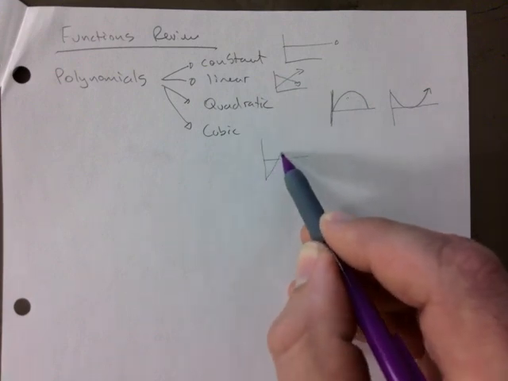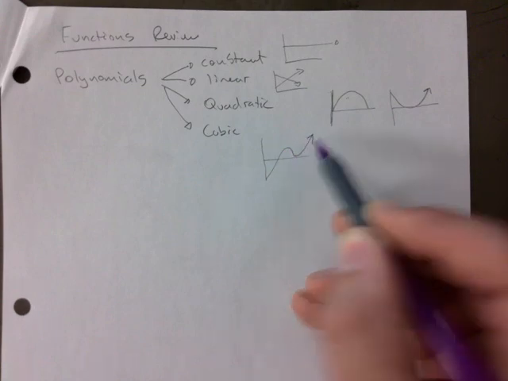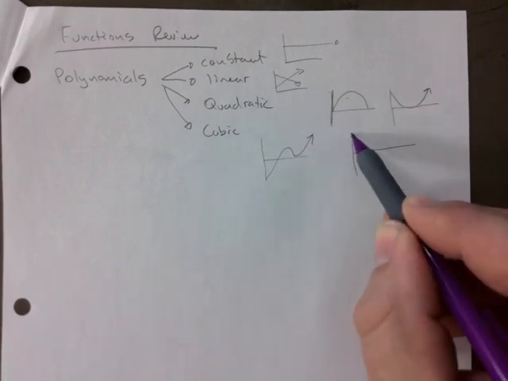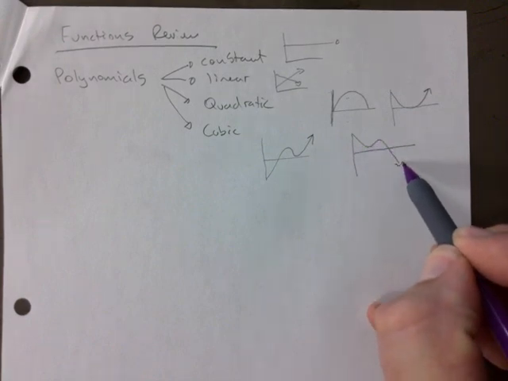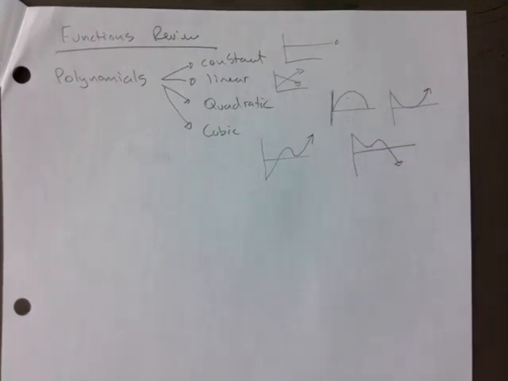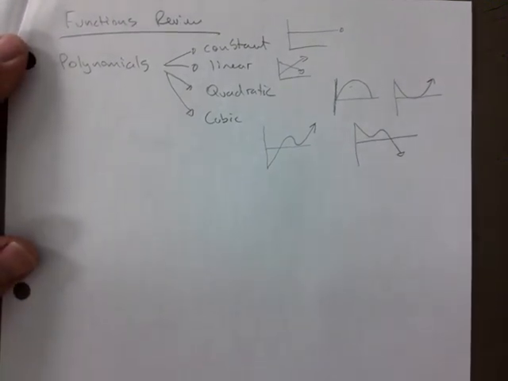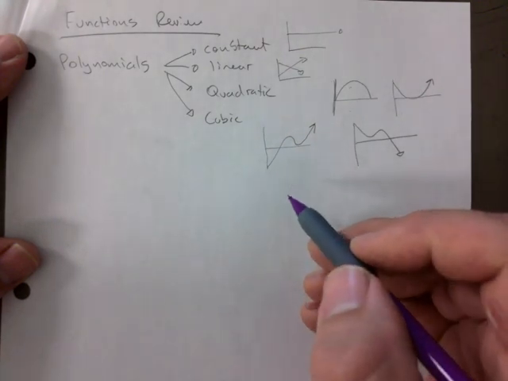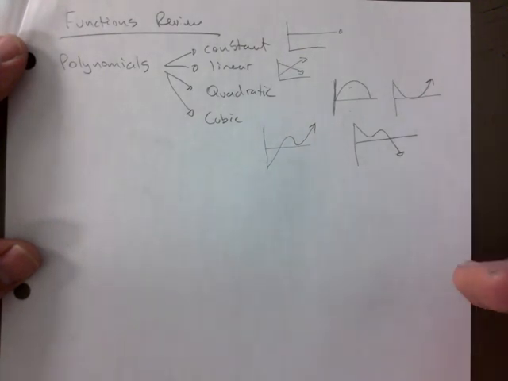Our cubic could be, looks like that, or it looks like that. Okay, so that's something you need to remember. What's one value that we look at that tells us which way the graph is going? What letter does it usually have? It's letter A. And we call it the LC, the leading coefficient. Do you remember that?